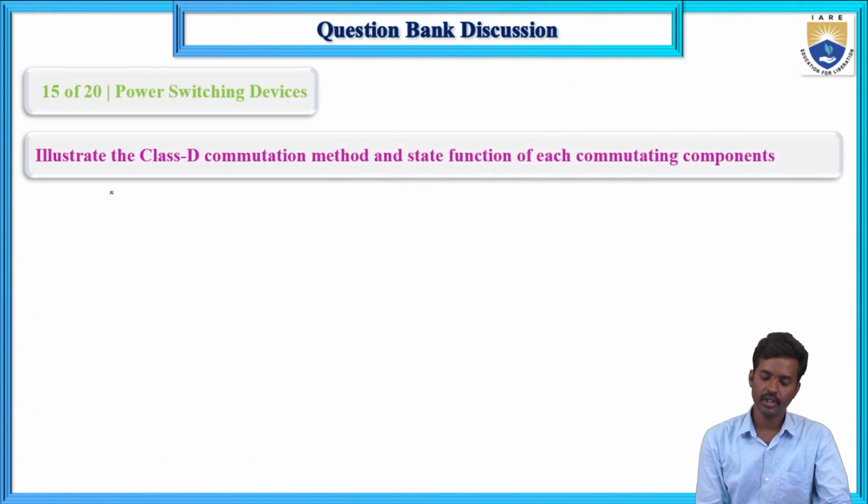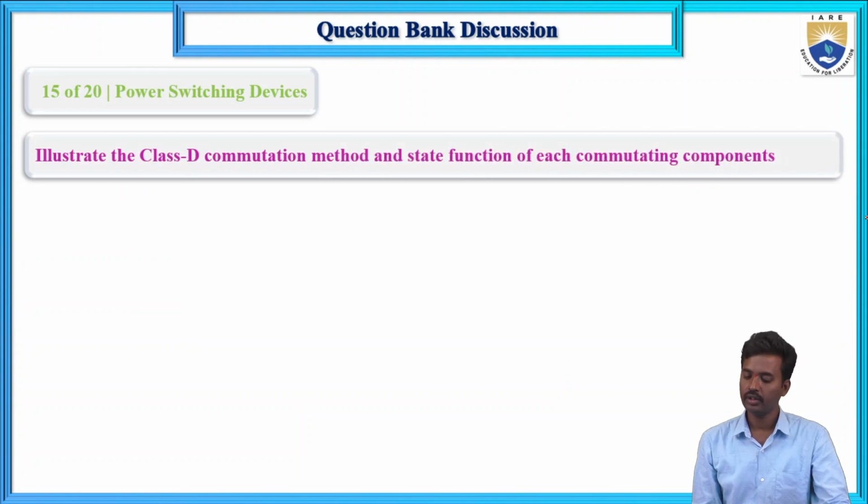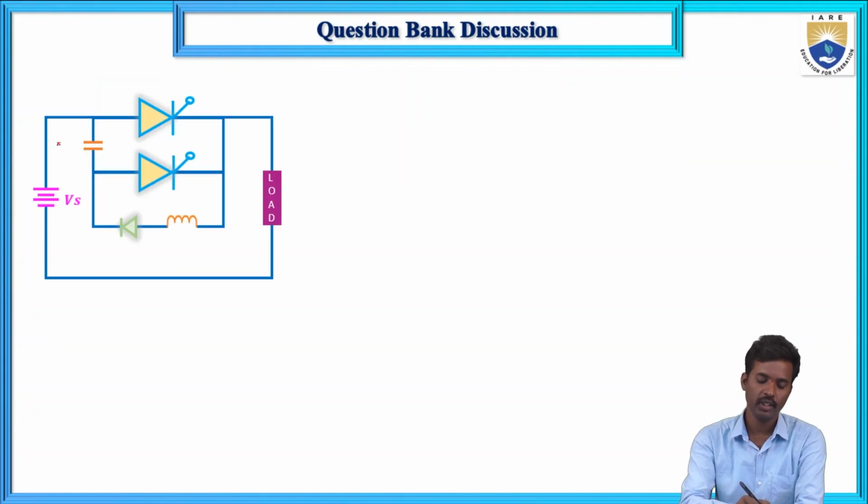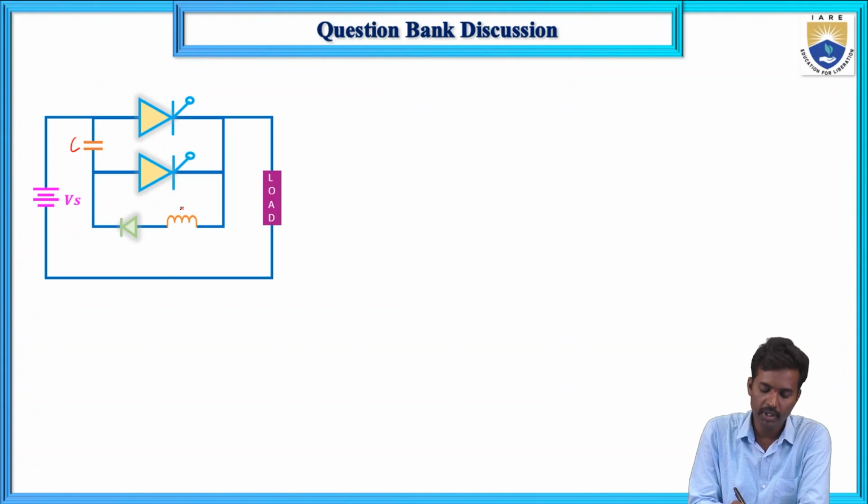And next, illustrate the class D commutation circuit and the function of each commutating component. What are the components here? Capacitor C, inductor, diode, and this is T1, the main thyristor, and this is the auxiliary thyristor, and this is the I0 current. And next, this is the main current, and this is the auxiliary current, and this is the capacitor current and capacitor voltage.